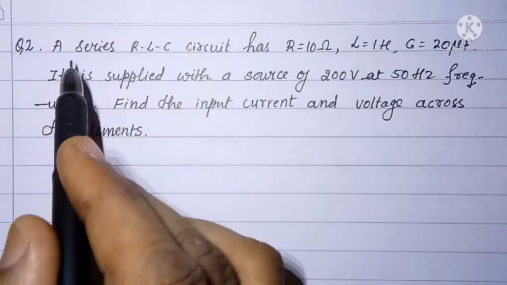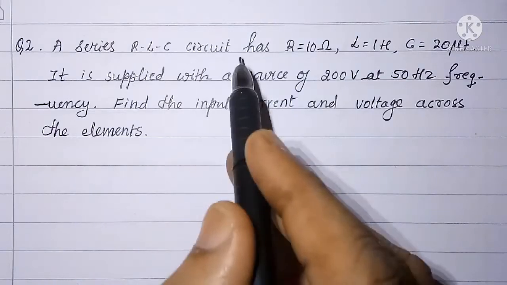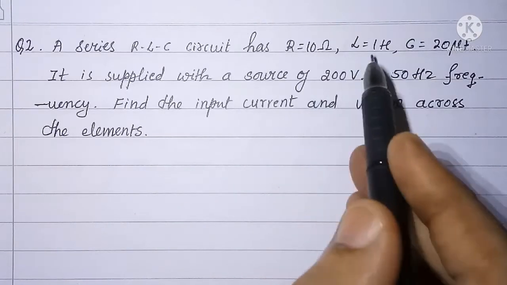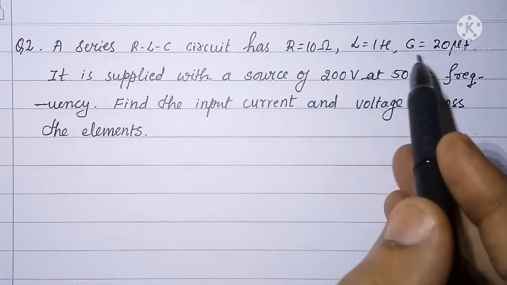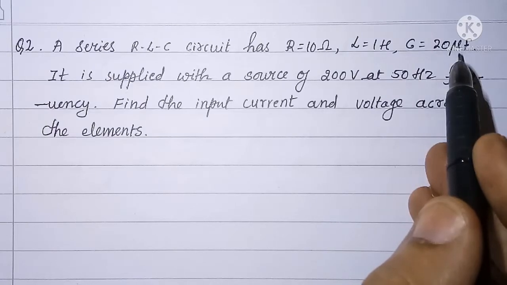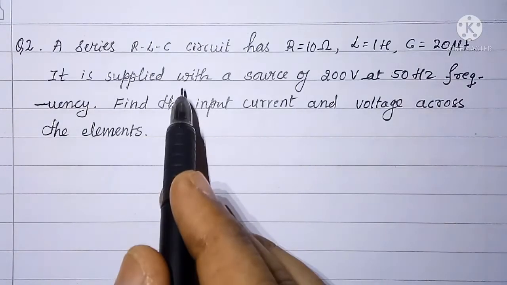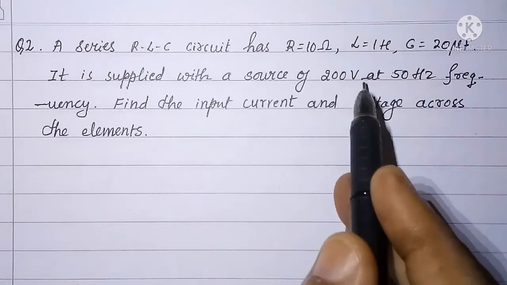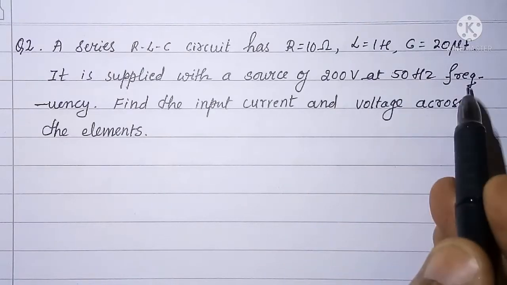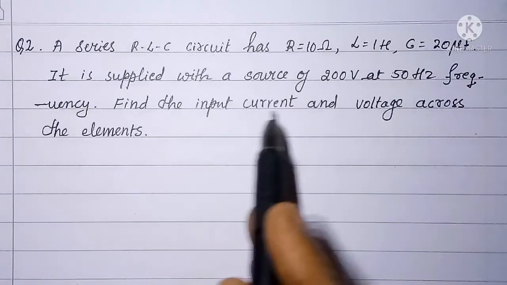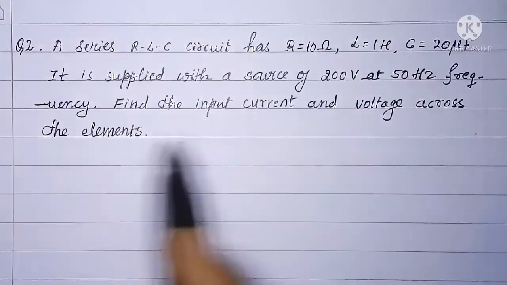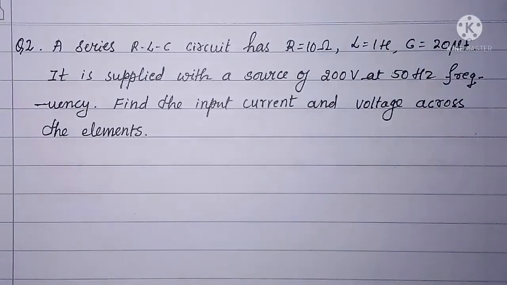Question number 2. A series RLC circuit has R equal to 10 ohm, L equal to 1 Henry and C equal to 20 microfarad. It is supplied with a source of 200 volt at 50 Hz frequency. Find the input current and voltage across the elements.